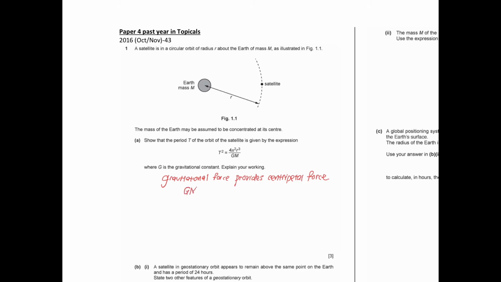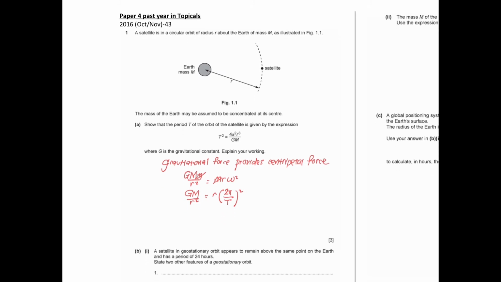Okay, now gravitational force GMm over r square. Centripetal force m r omega square. Okay, so cut the m on both sides. GM over r square equals r omega square. Omega is 2 pi over period, so 2 pi over period, squared. Okay, so we need to keep doing this until we get that equation, and it is not too hard. This is just some maths problem.